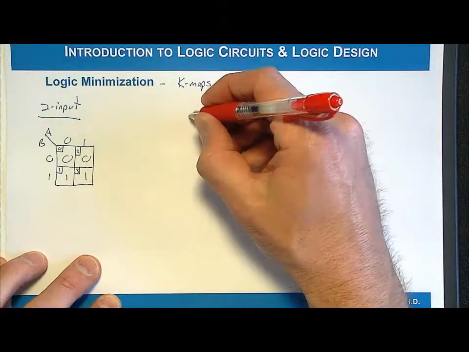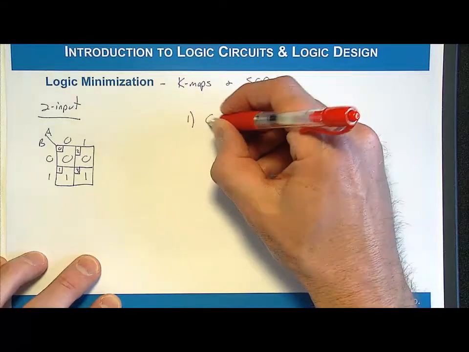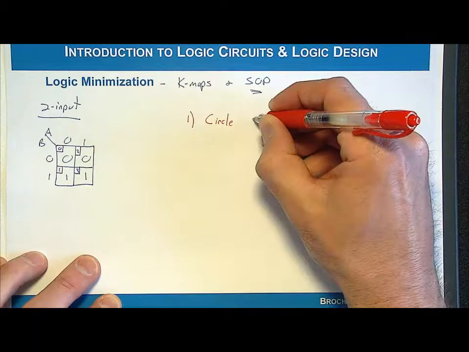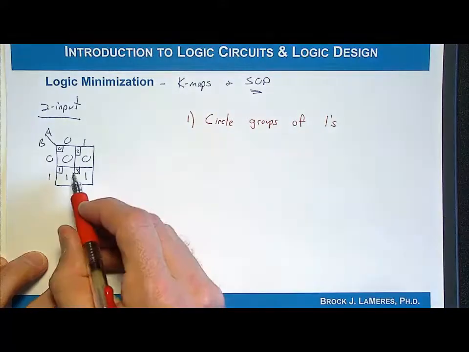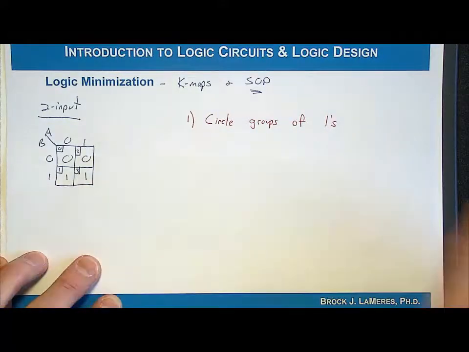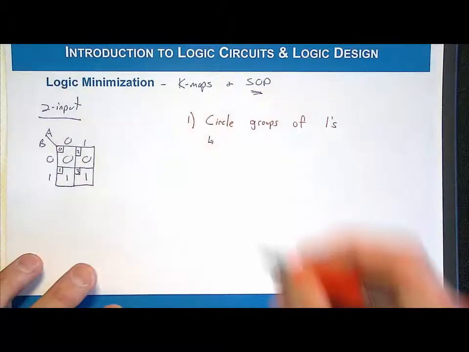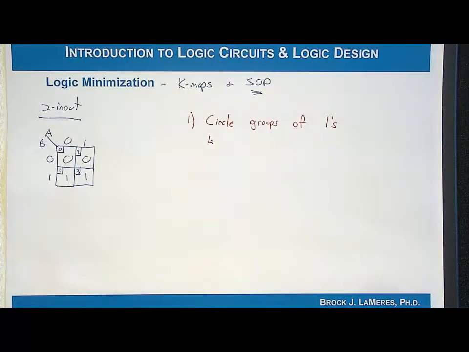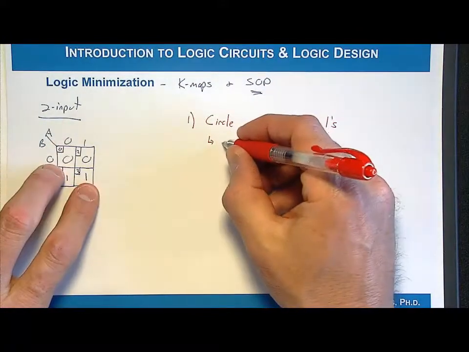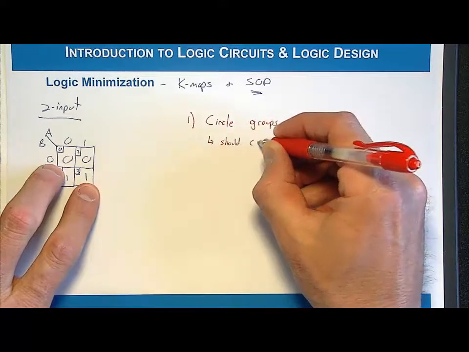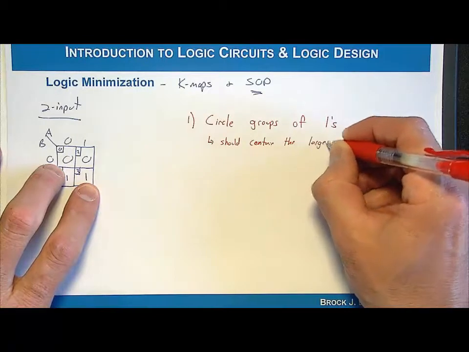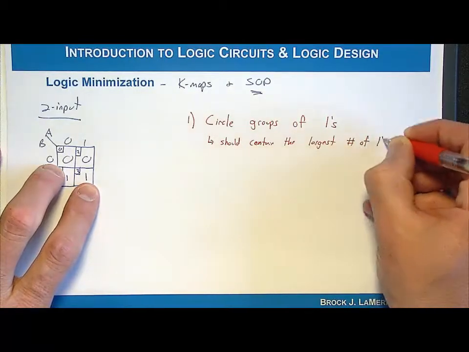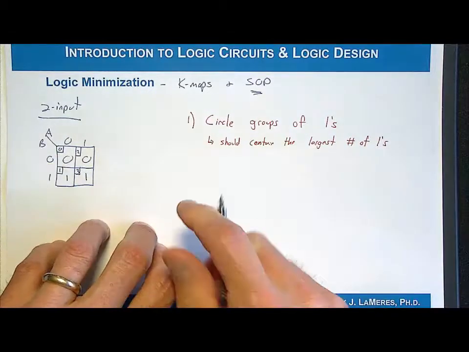Okay, so the rules of this are as follows. The first thing you want to do, and this is a very graphical process, so we want to circle groups of ones. Okay, so we're actually going to go into the Kmap and we're going to circle groups of ones. But there's some rules that go along with this circling. So the first caveat with circling groups of ones is that each circle should contain the largest number of ones. Okay, so that's just saying make the circles as big as possible.